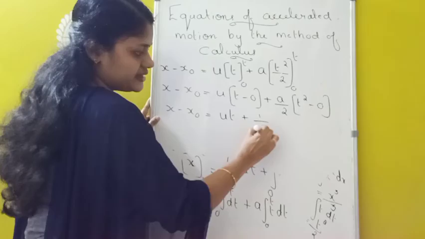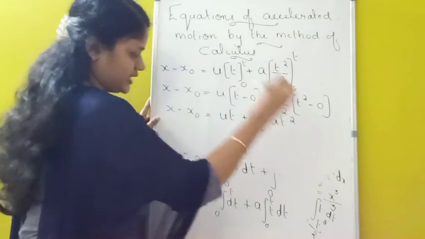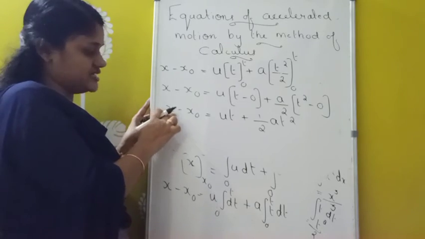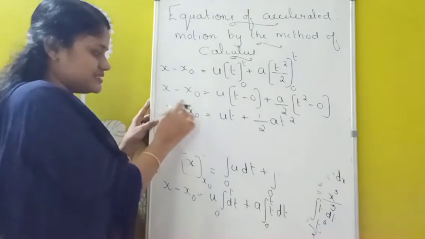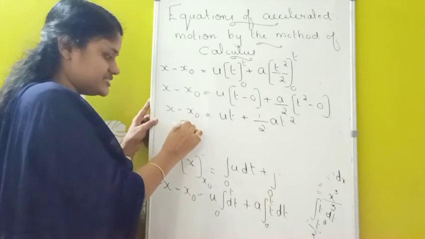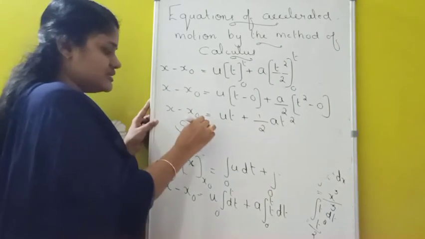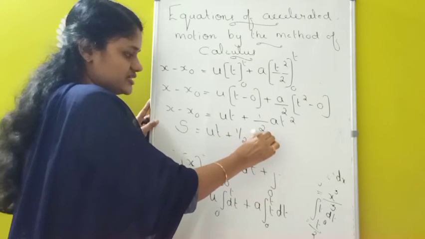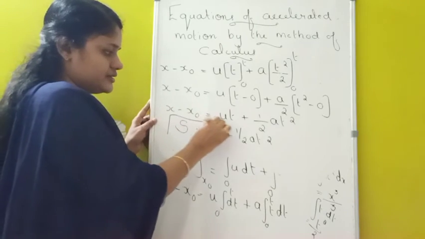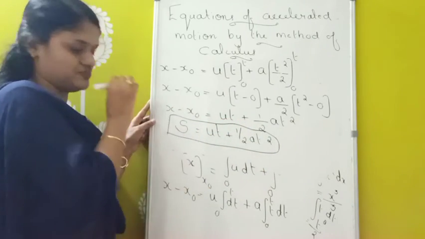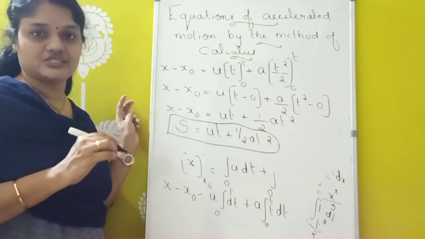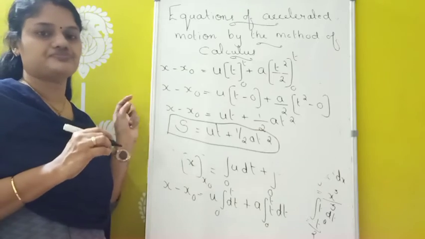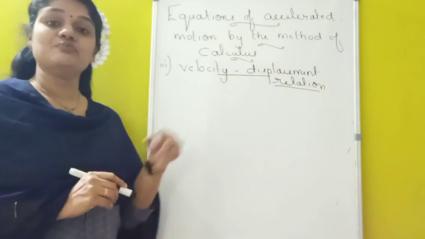That means half a t square. And this x minus x0, x is the displacement at a time t, and x0 is the initial displacement. That means instead of x minus x0 I am writing the displacement s. So s equals ut plus half a t square. So this is the position time relation. s equals ut plus half a t square, and this we derived using the calculus method.